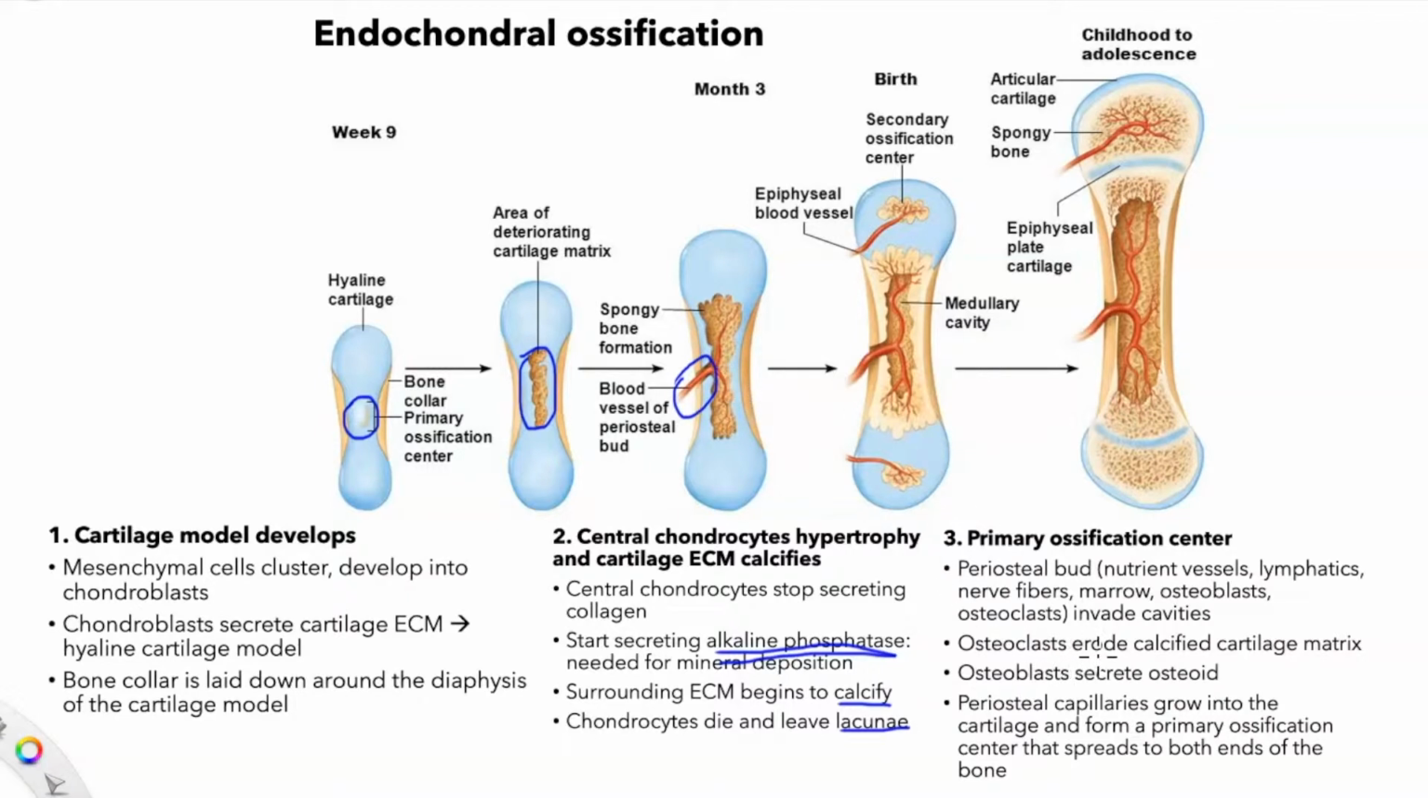The osteoclasts will erode calcified cartilage matrix and make this hole even larger, whereas osteoblasts will secrete osteoid, the bone extracellular matrix, which will coat the cartilage to form trabeculae. Periosteal capillaries grow into the cartilage, which you see kind of happening here, and form a primary ossification center that spreads to both ends of the bone. So it starts in the center and then spreads outward toward both ends.